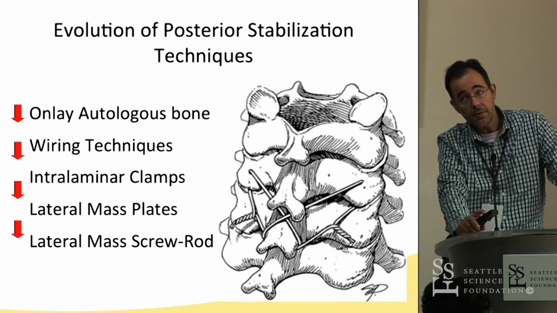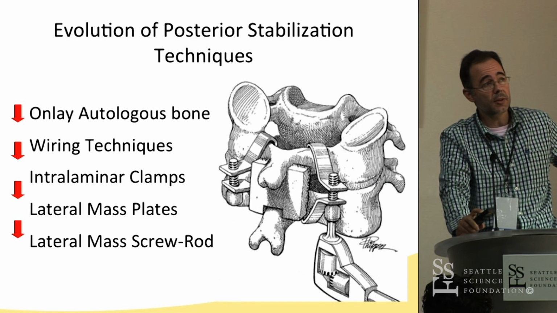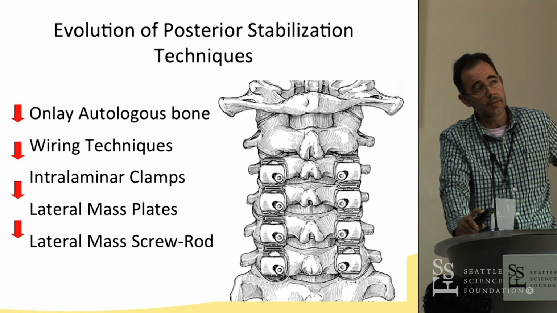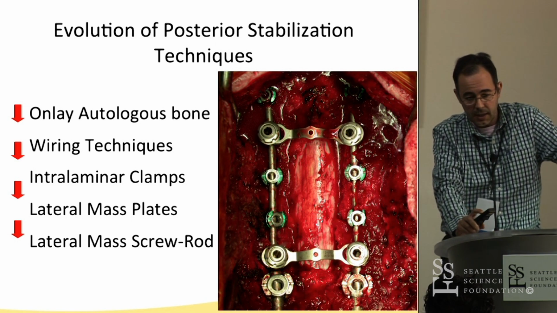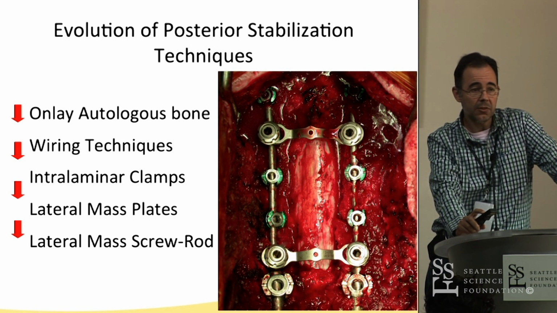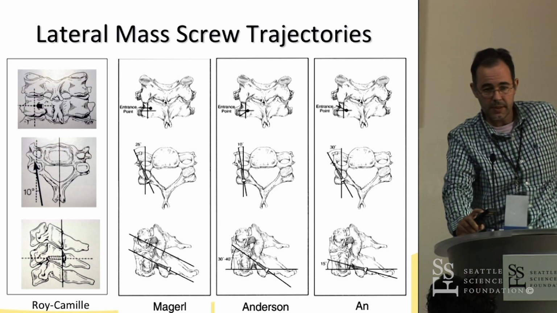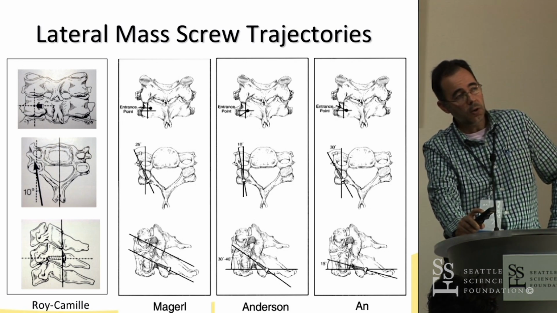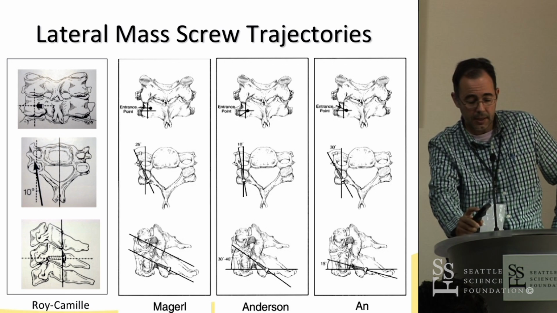And so there's an evolution of these posterior stabilization techniques. It started out with wiring, which eventually led to these clamps, later on to plate rod constructs, and then the modern day lateral mass screw fusion construct with polyaxial heads. So we've come a long way as far as how to treat things posteriorly with instrumentation. Standard lateral mass screw trajectories are described here. We'll go over this in the lab.